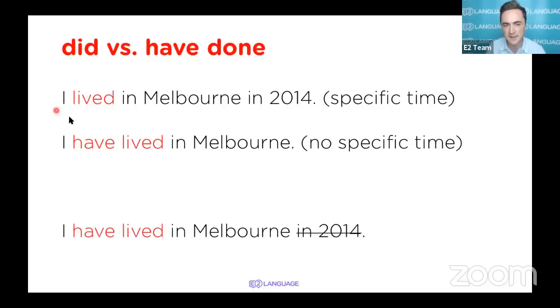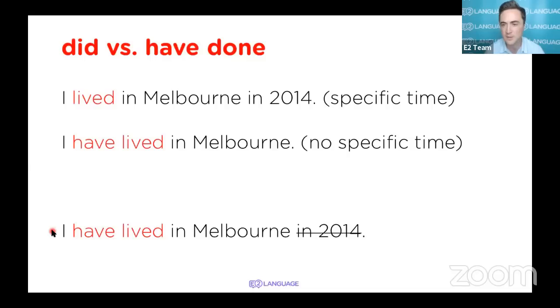And the other thing is this: when you use a past fact, you use a specific time. For example, I lived in Melbourne in 2014, specific time. With this verb here, you cannot use a specific time. I have lived in Melbourne. You cannot say, I have lived in Melbourne in 2014. It just sounds wrong. Because you're talking about a past fact, you want to use a specific time, right? So there's a bit of a difference.